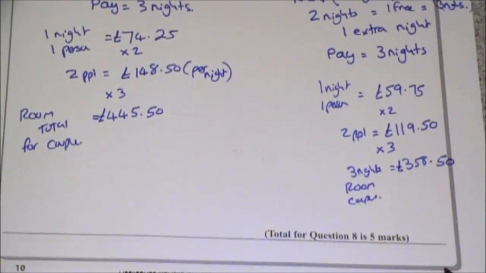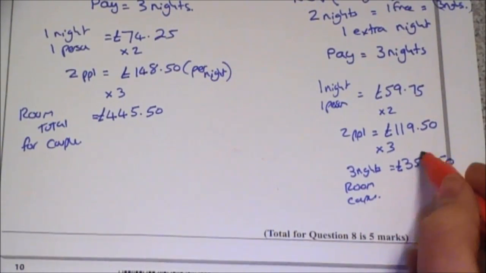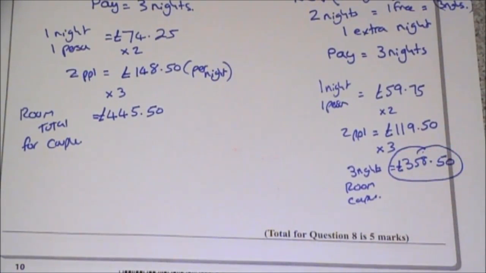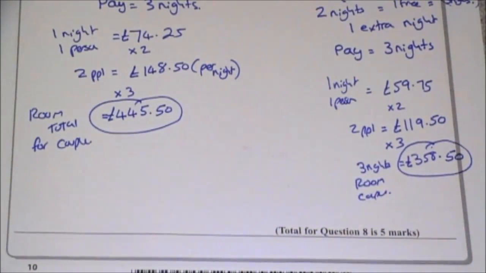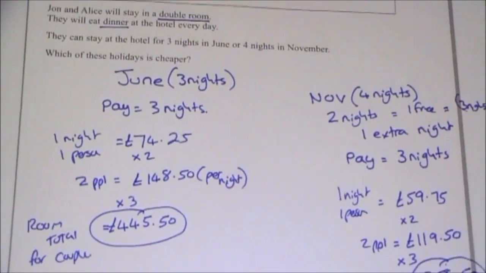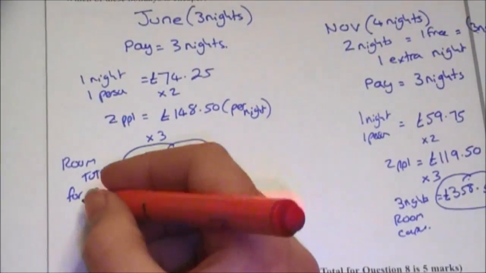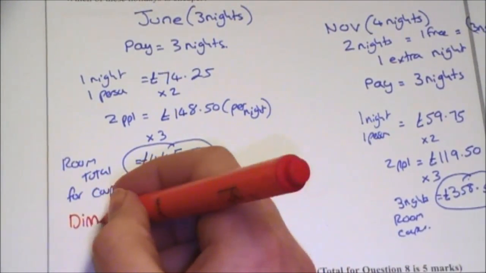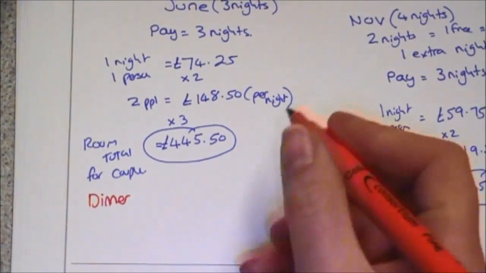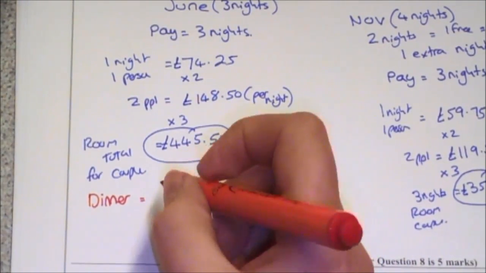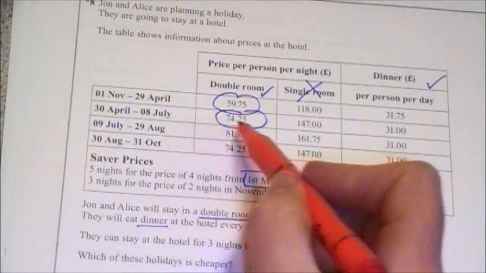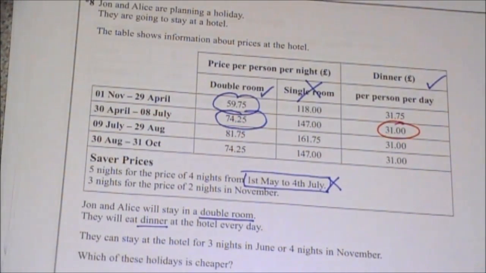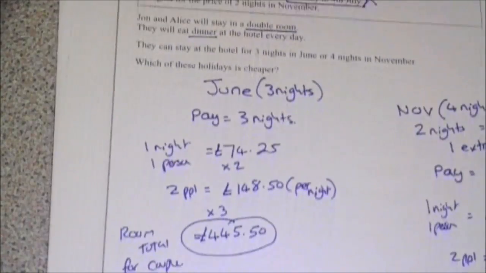So I know that I need to pay that for the room in November, and I need to pay that for the room in June. Now what I need to consider is food, because they're staying for dinner. So over here we've got dinner, and it says they're going to have dinner every day. Now dinner in July, or June even, June dinner is £31 per person per day.